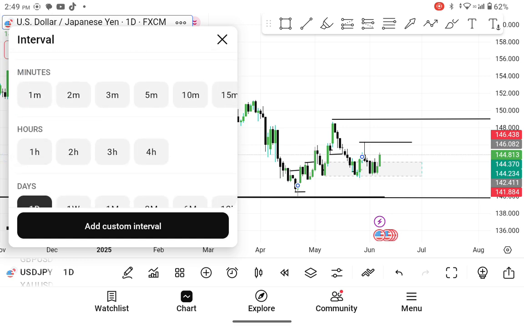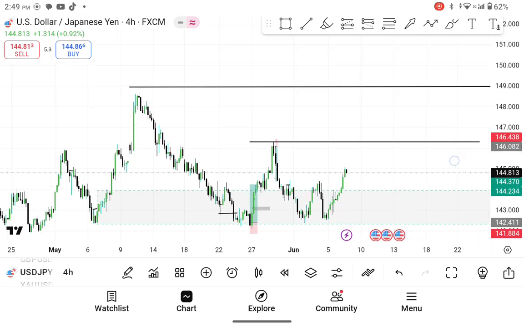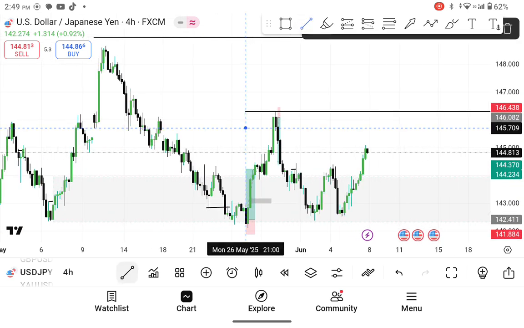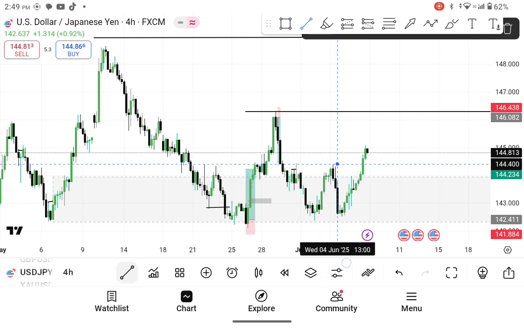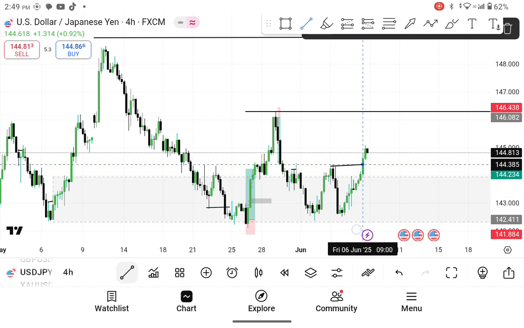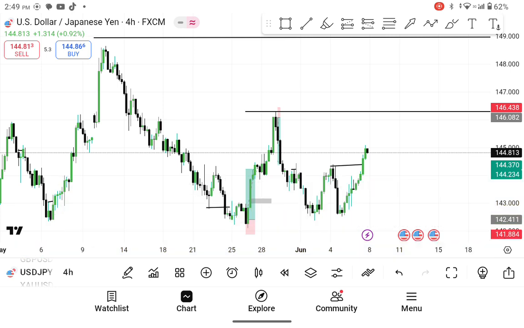We go to our 4 hours. You can see, now we are already approaching our key level where we are supposed to take our take profit. We are already approaching. You can see this break of structure here. You can see this break of structure here, as you can see.